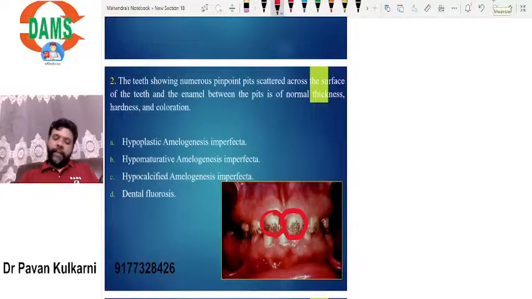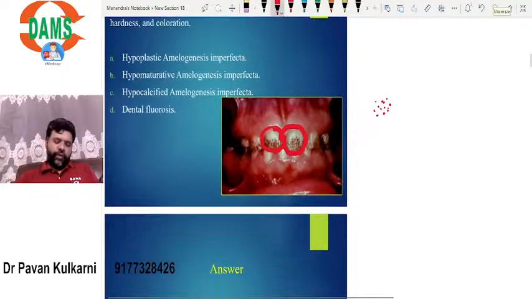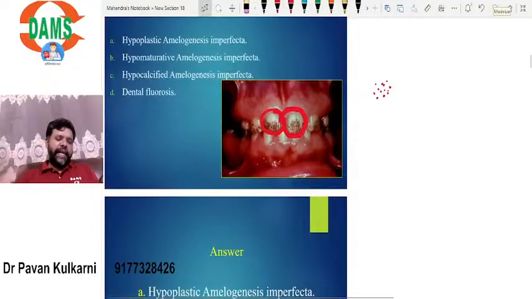So there are so many pits here like this, and whatever enamel is there in between these pits is of normal thickness, normal hardness and coloration. What is the most common clinical finding? What is this? What is the diagnosis? The diagnosis is basically hypoplastic amelogenesis imperfecta.